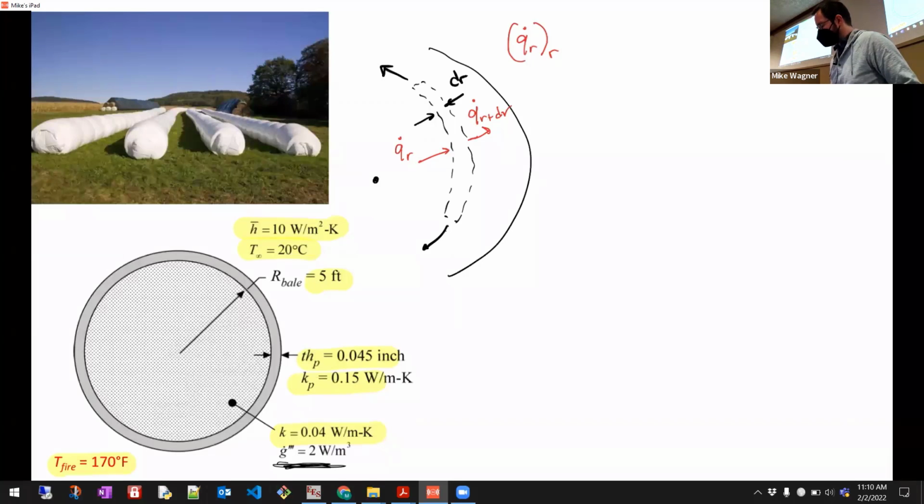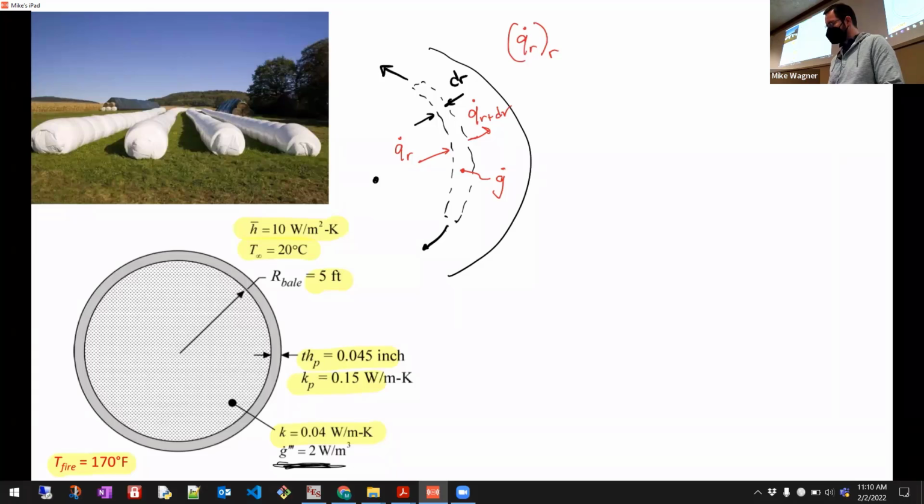Okay, so we have heat flowing in, heat flowing out, but now we have generation to worry about. So I'm going to put here G dot. We have G dot in this control volume. Note that I did not put G dot triple prime. The units on G dot are watts. So we need to somehow convert G dot triple prime, which is given to us as a constant, into G dot. We'll get to that in a second.